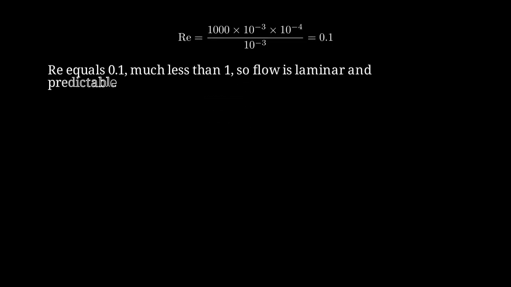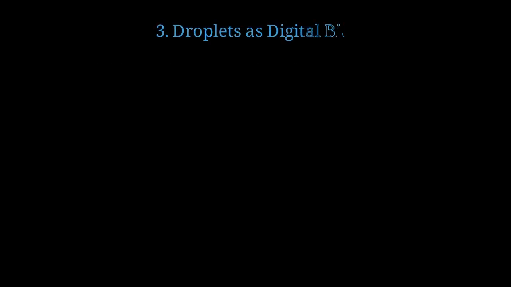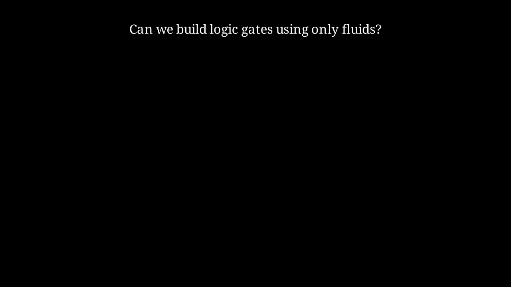With a Reynolds number of 0.1, much less than 1, the flow is completely laminar and predictable, which is perfect for computation. Now here's where it gets exciting. We can use these droplets as digital bits to represent information. The presence of a droplet represents binary 1, while the absence of a droplet represents binary 0, just like voltage levels in electronic computers. The key question is, can we build logic gates like AND, OR, and NOT, using only fluids and channels? The answer is yes, and the mechanisms are both elegant and surprising.